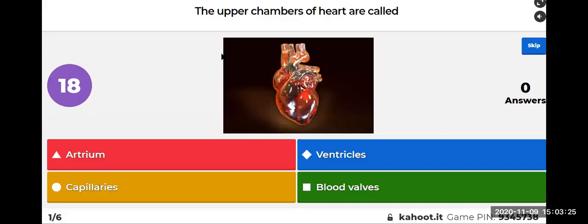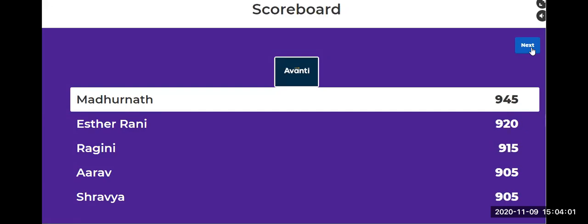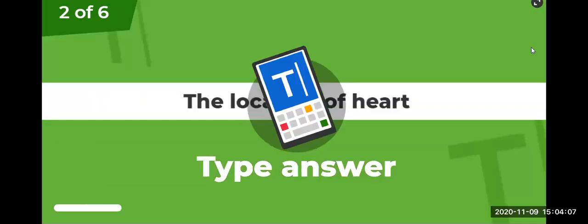Easy, everyone. Very good. All 18 answers. I hope all 18 answers are correct now. Five students made a mistake. It's atrium, right? A upper, A above atrium. Next. Very good. Esther keeping second position. Arav fourth position. Very good. Madhur, Ragini, Shravya. Very good.